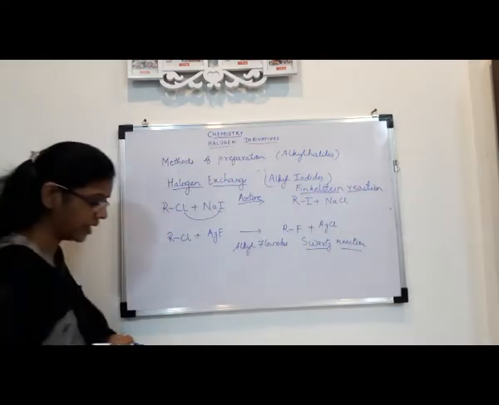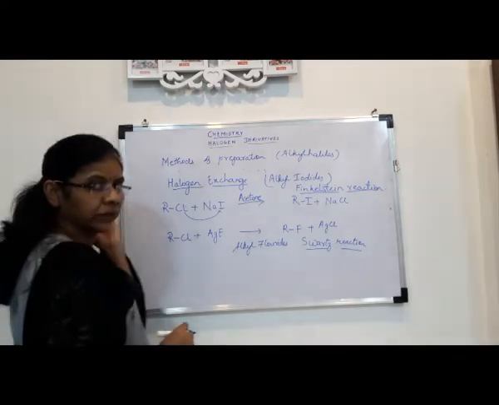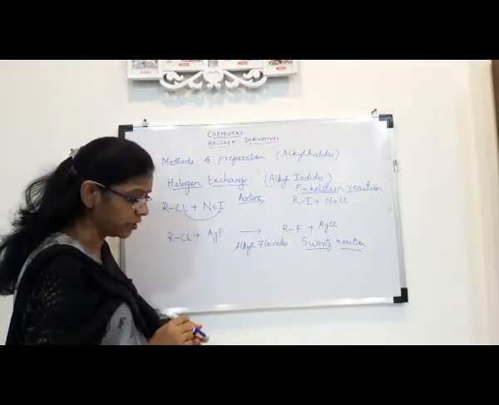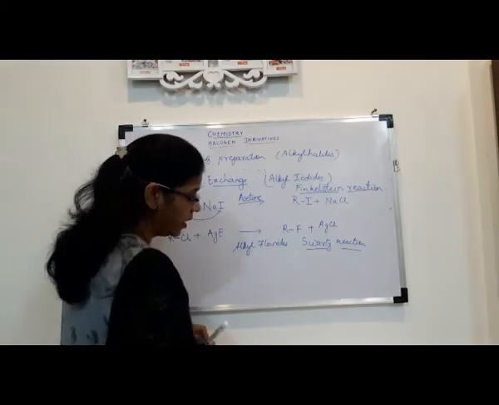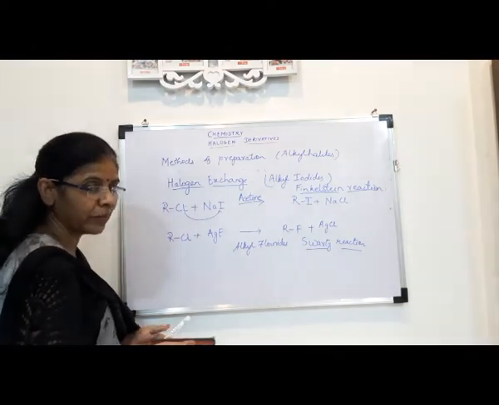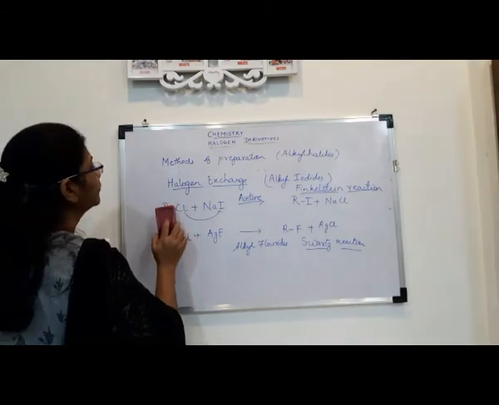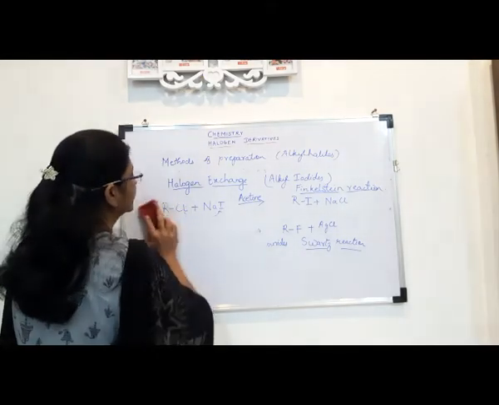This was your halogen exchange method. All right? Right? So here we have seen the next method of preparation. All right? Now we have one more method for the preparation of aryl chlorides and bromides. You have done it here in benzene. Okay? Understood the next method? Okay.